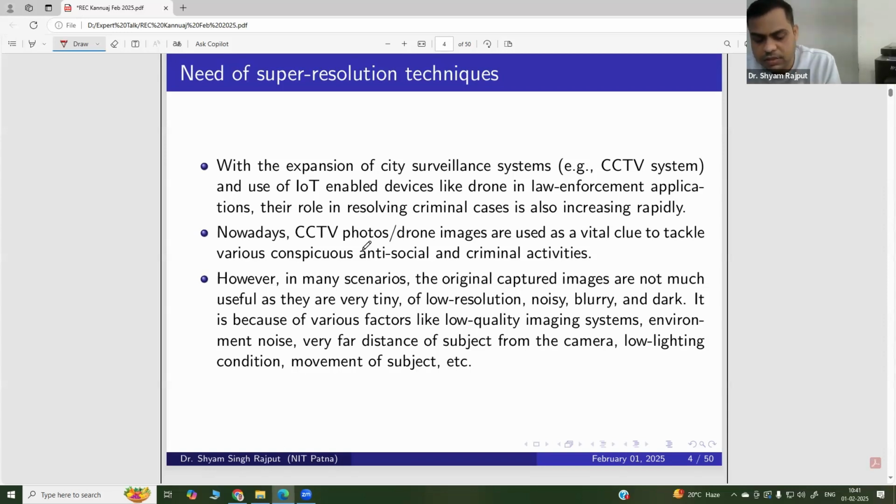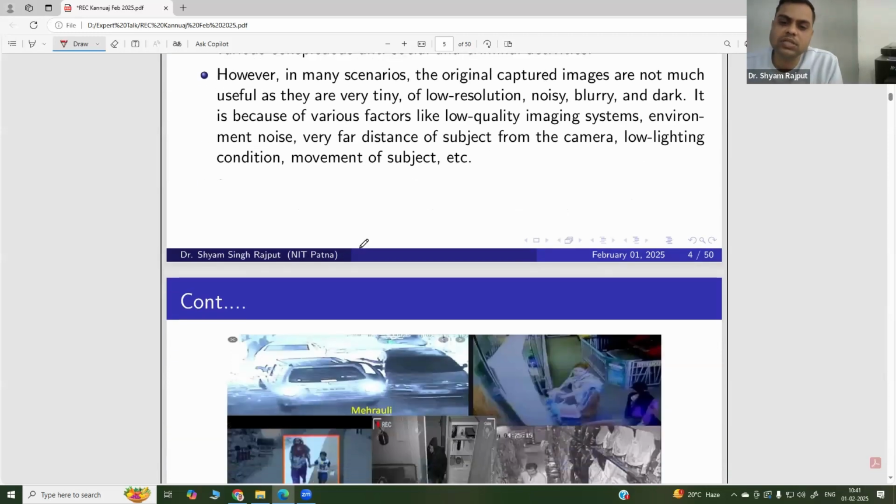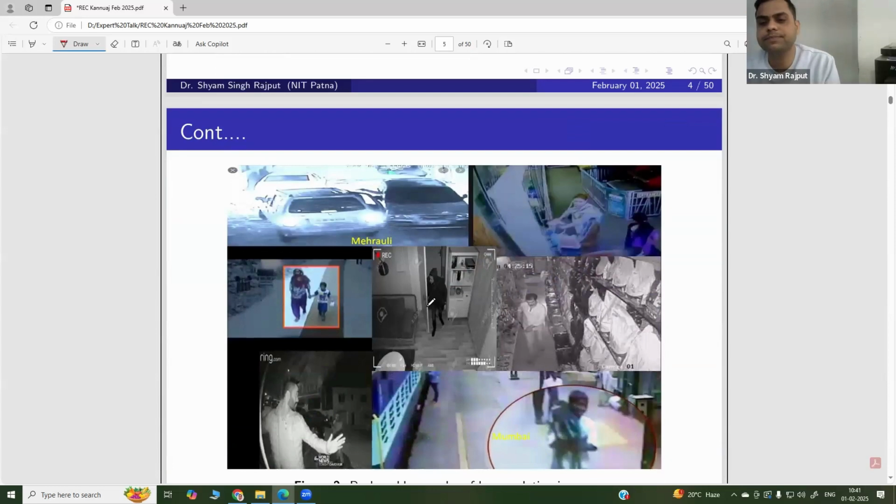These are some of the reasons that make the criminal identification task based on CCTV images challenging, because in all scenarios the CCTV footage or the images captured through the CCTV camera or drone may not have good enough quality to identify the person from these images and videos. So let's try to understand this scenario from an example.